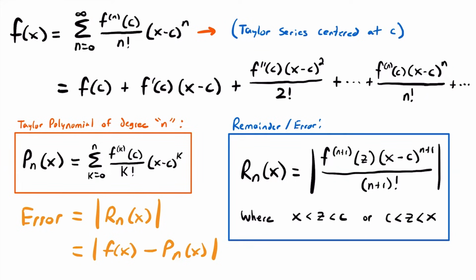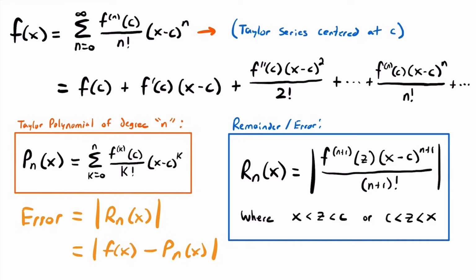The only thing that's a little bit different is this value of z. This value of z that we're going to plug into the n plus 1 derivative is going to be between the value of x and c. So either x will be less than z, which is less than c, or c will be less than z, which is less than x. Either way, z is between those two values of x and c. And x is going to represent the value that we want to approximate, and c is going to represent a value close to the value of x that we do know the value of.